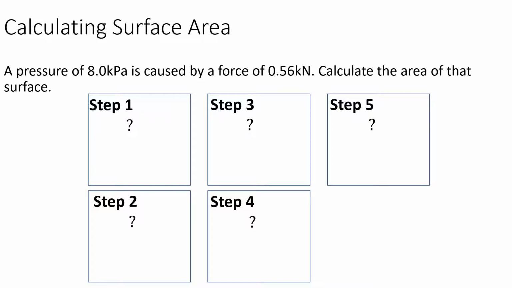Next, calculating surface area. A pressure of 8 kilopascals is caused by a force of 0.56 kilonewtons. Calculate the area of that surface. It is your job to complete every step in this calculation now.